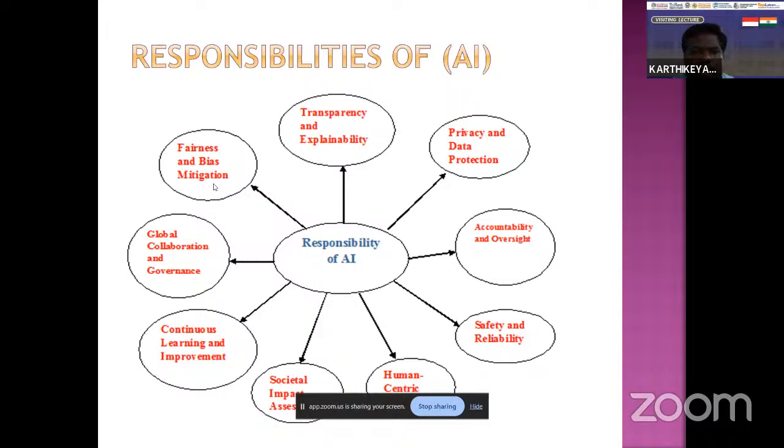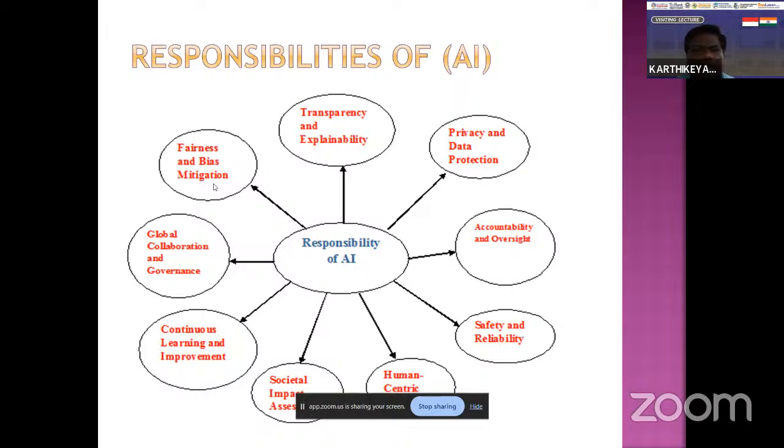And the next responsibility of AI is continuous learning and improvement. AI developers should engage in ongoing learning and improvement to stay abreast of advances in AI technologies, like ethics, best practices, etc. This includes investing in research, education, and collaboration to address emerging challenges and opportunities.